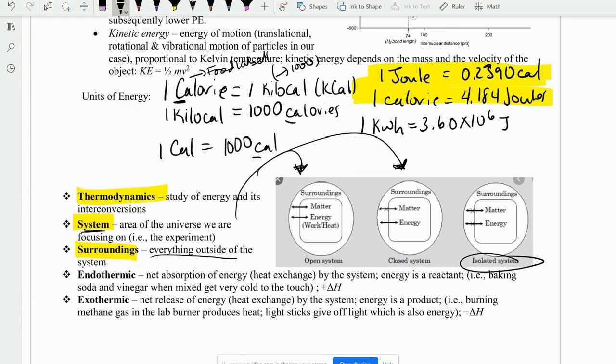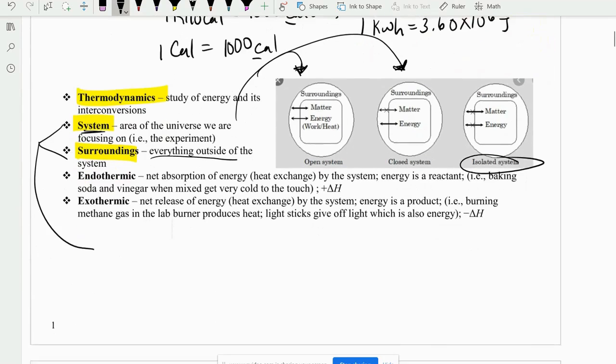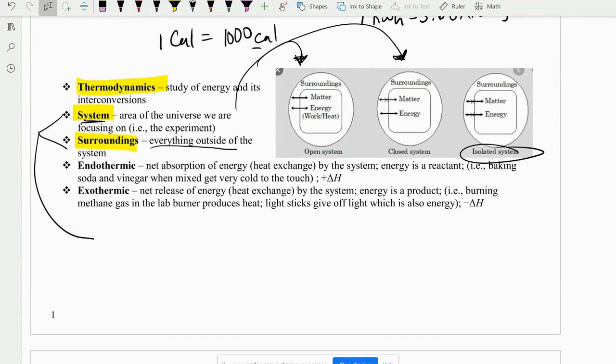So one of the things about a system and a surrounding is that in order to understand really what's happening here in terms of energy exchange, in any question that you're given, they would specify if it's an open system or closed system, because those two are really the big ones, right?